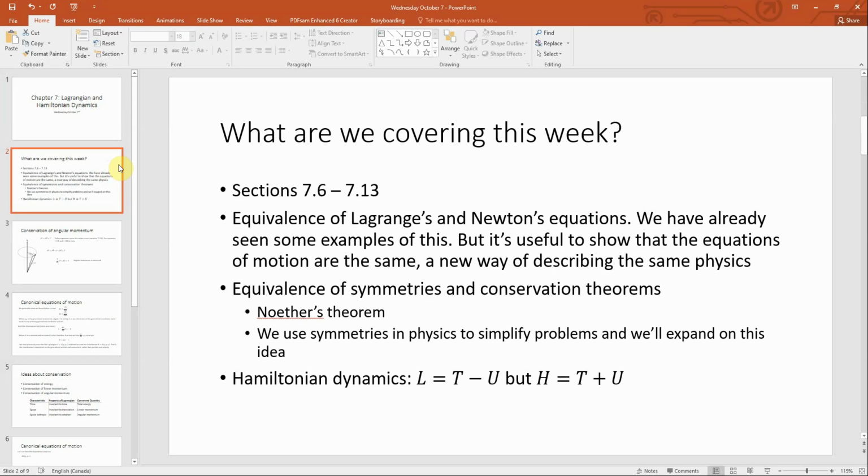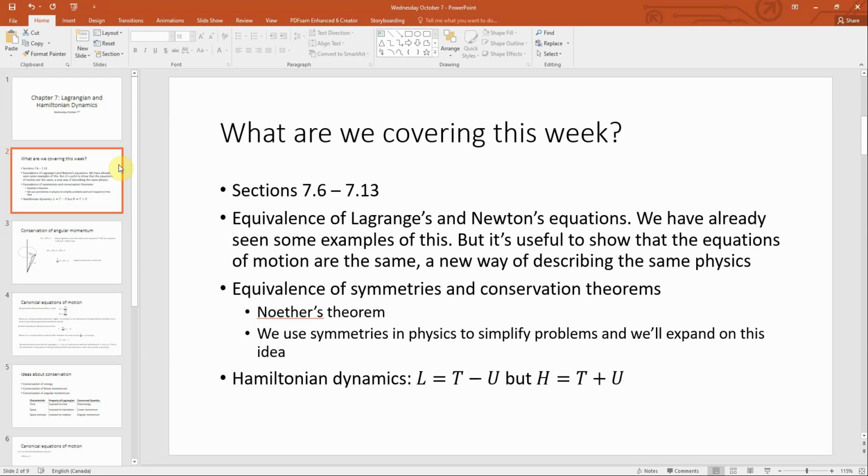On Monday we showed the equivalence of Lagrange and Newtonian equations. We'd actually already seen this the week before, but we just wanted to formalize this in a derivation to show that the equations of motion you get from Lagrangian mechanics are the exact same that you get from Newtonian mechanics, which means that the physics is the same, it's just a new way of describing or interpreting the physics. That's what we talked about a little bit on Monday, the philosophical rather than the physical differences of the two formalisms.